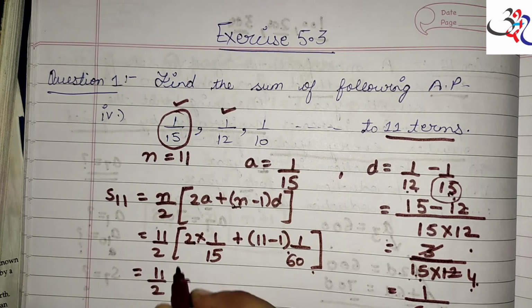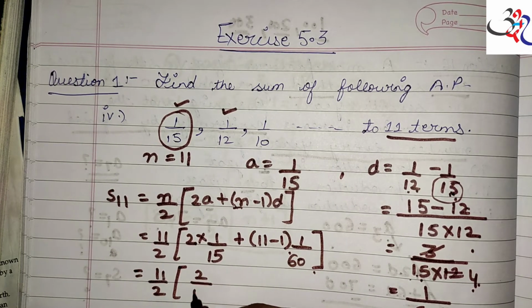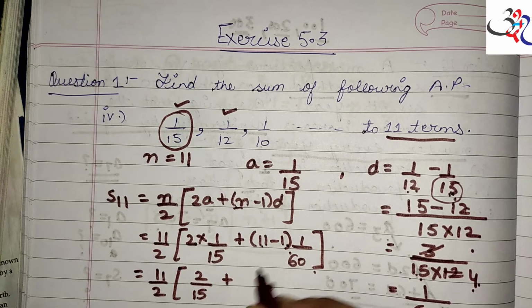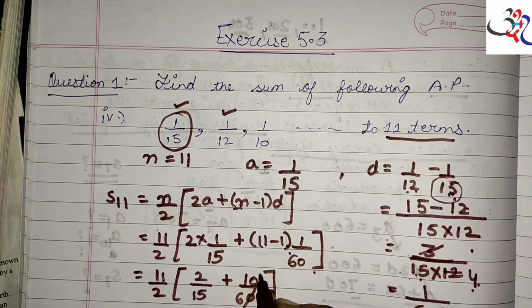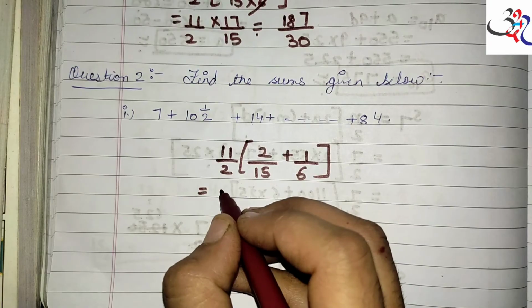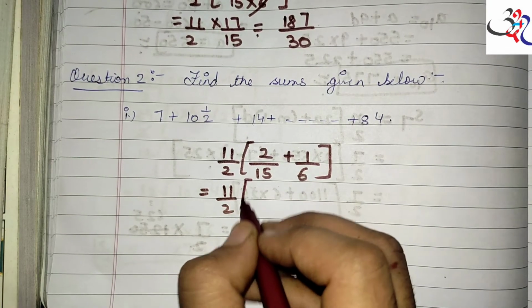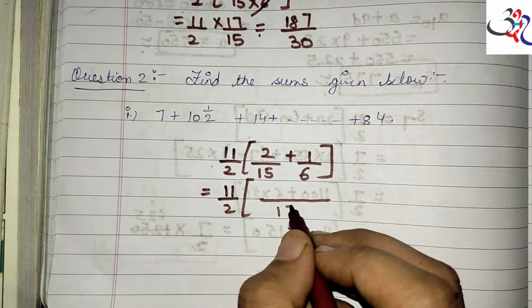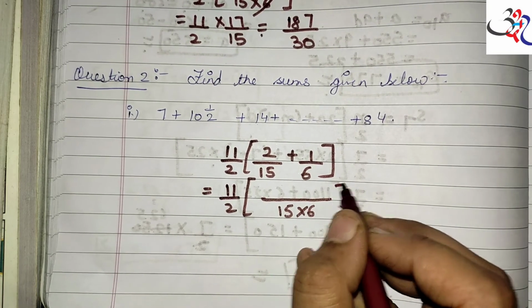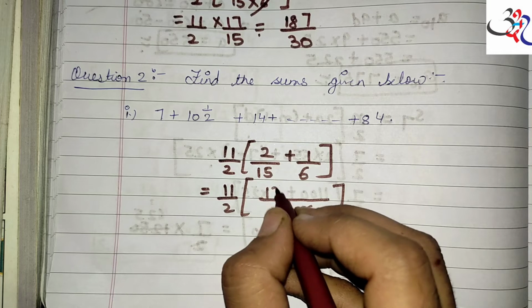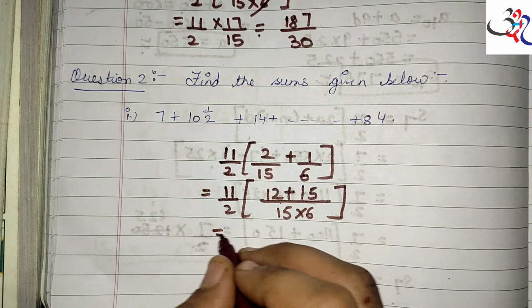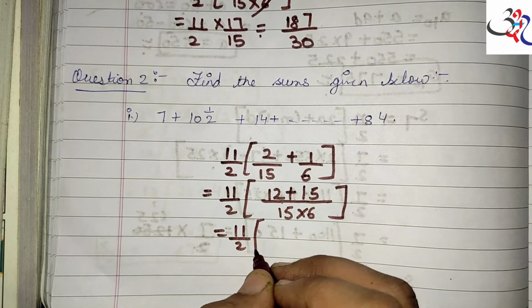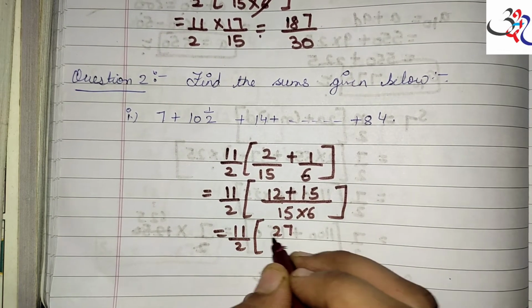So my answer will be 11 by 2 into 2 by 15 plus 11 minus 1 is what? This is 10 by 60. This and this will get cancelled out, right? So after solving this LCM, what will I get? I will get 15 into 6. So this value will be 12, and this side the value will become equal to 15. So let's solve this value and we will get our final answer.